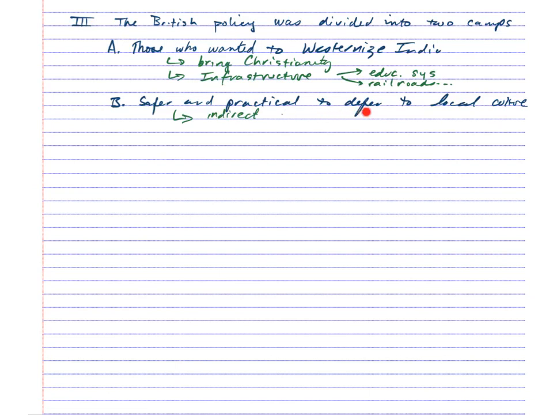Those who thought it was safer, more practical to defer to a local culture were more interested in an indirect type of control. Those of you who have had my class in the past and watched the video from the British Broadcasting Corporation, The Story of India, which has multiple episodes, but I assigned some for ninth graders, that talked a little bit about this idea here and coming in conflict here. Much of it was often basically a form of racism.